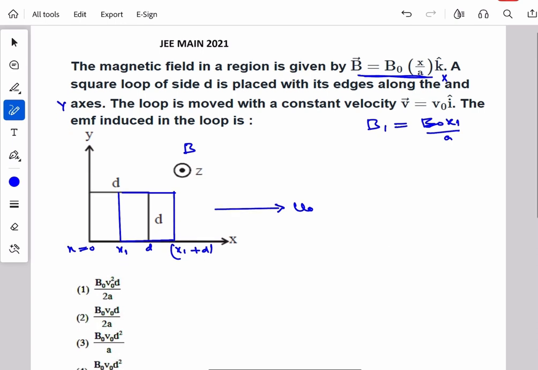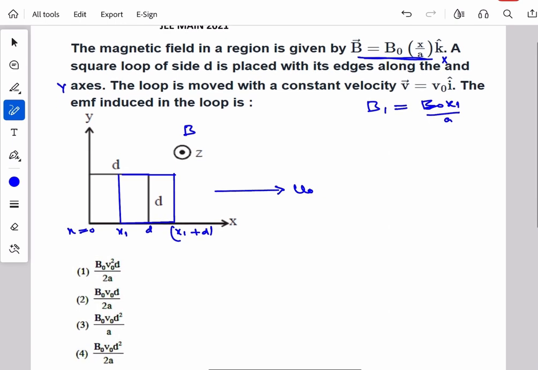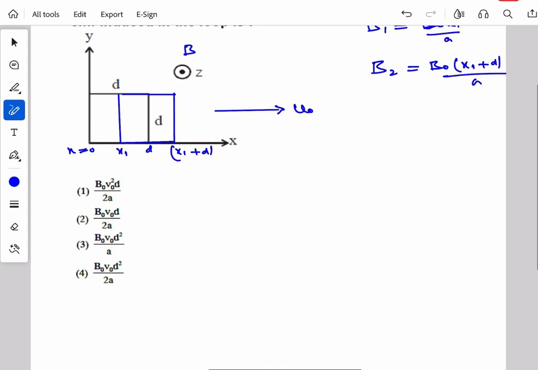and the magnetic field on the right vertical wire will be B naught multiplied by x1 plus d upon a. Since the magnetic force on the two horizontal wires is perpendicular to their length, the induced EMF in the two horizontal sides would be 0.